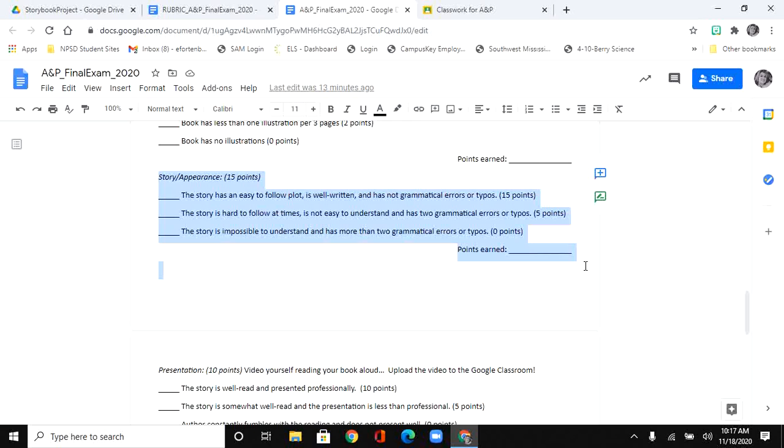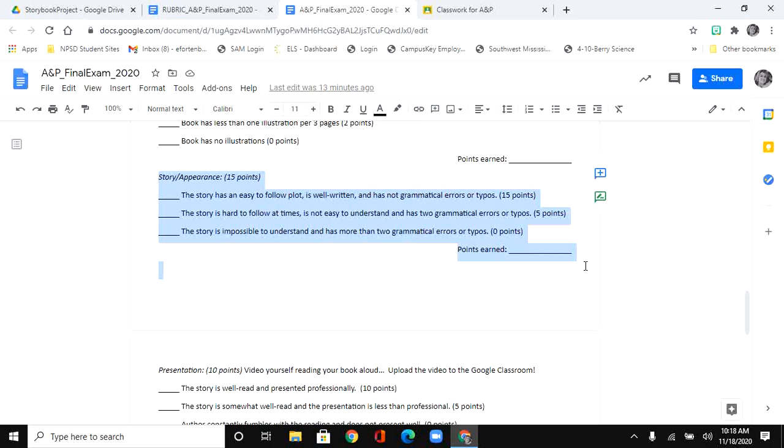So I'm looking for an easy to follow plot, meaning that as you're using the different topics for your theme that you've chosen, you need to make sure that it flows well. Don't just throw notes in there. You're telling a story. So as I'm reading it, I need to feel like I'm reading an actual story, not that I'm reading a PowerPoint or I'm reading notes just given to me choppy and that don't connect to one another. So I want to have a plot.